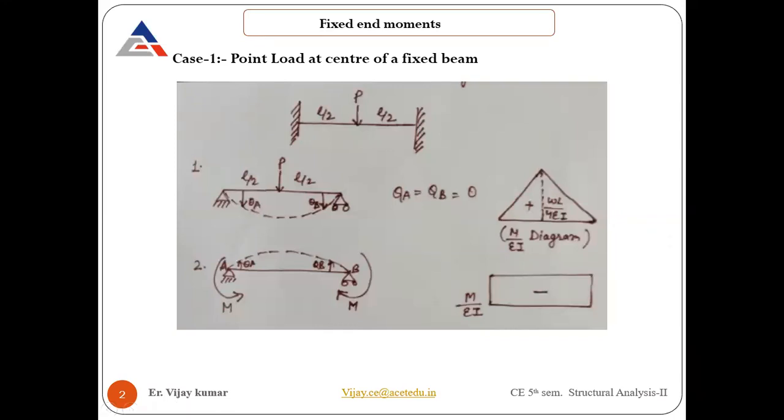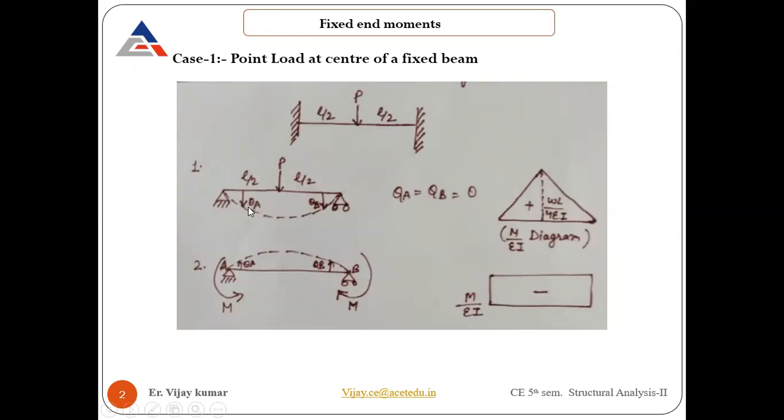There is no slope at support A, and if this is support B, because a fixed support is not allowing rotation, the rotation or slope will not take place. So according to that fundamental, in this simply supported beam with this point load here, there is a deflected shape like this.